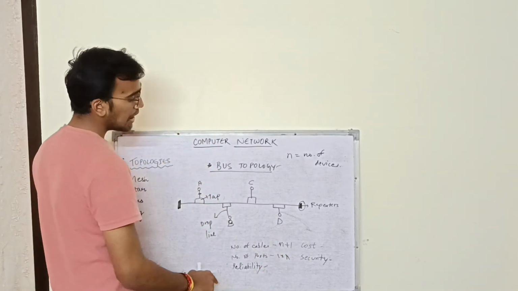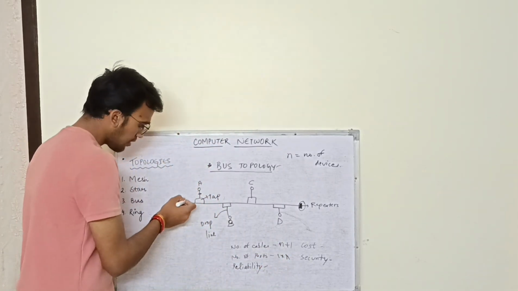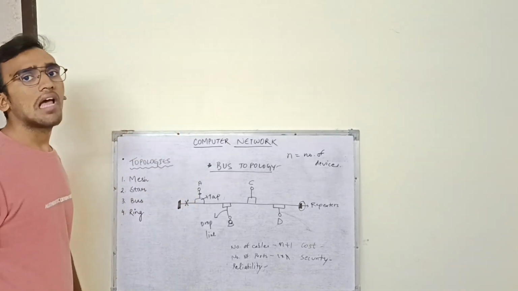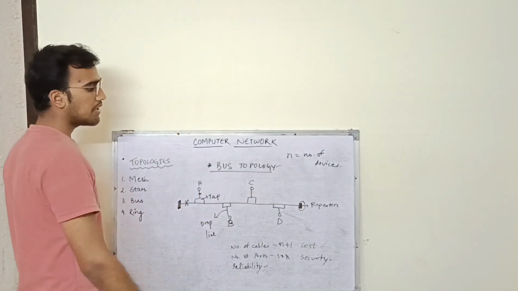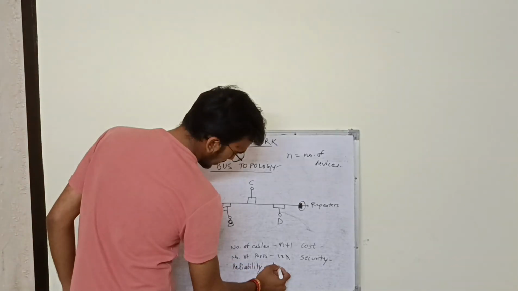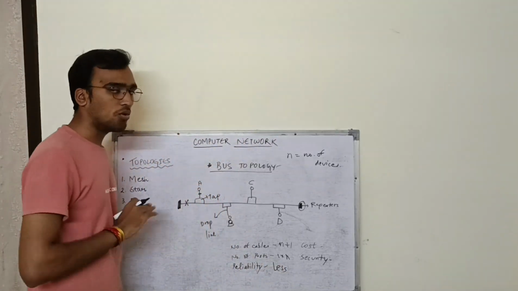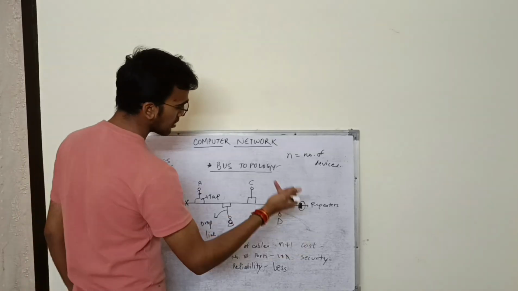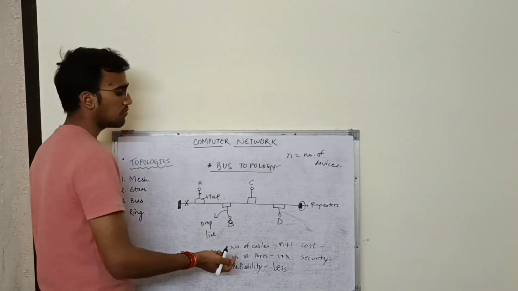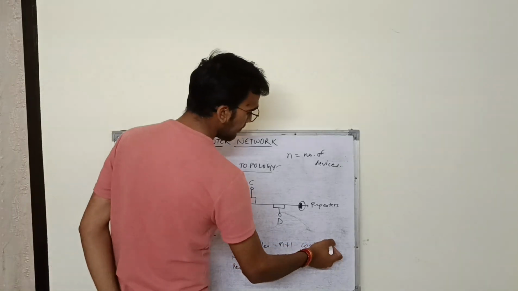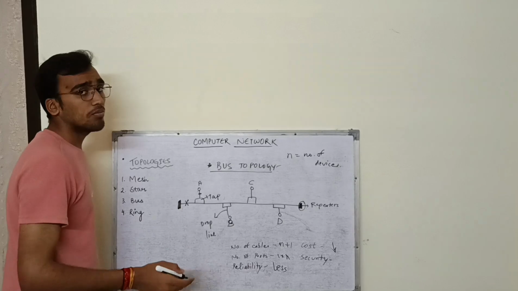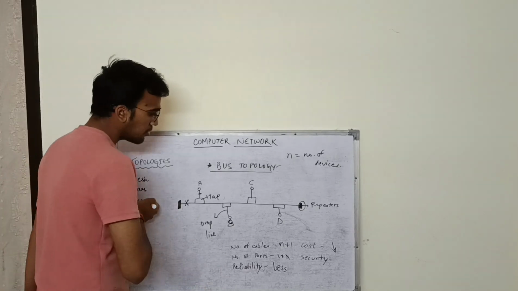Reliability. What is reliability? If the main cable is damaged, the transmission of data will not be reliable. That's why the reliability is low. Now cost: the number of cables is low, so the cost is also low. Security is also low because the data is transmitted to different devices.